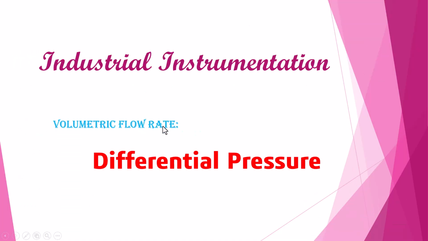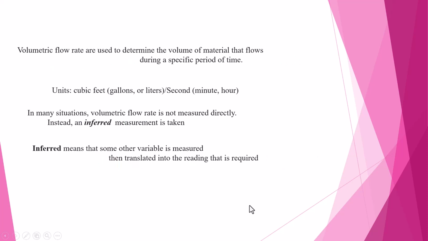Hi, today I talk about differential pressure volumetric flow rate. Volumetric flow rate is used to decide the volume of material that flowed during a specific period of time. Unit is just cubic feet or gallons or liters per second, minute, or hour. In many situations, volumetric flow rate is not measured directly.